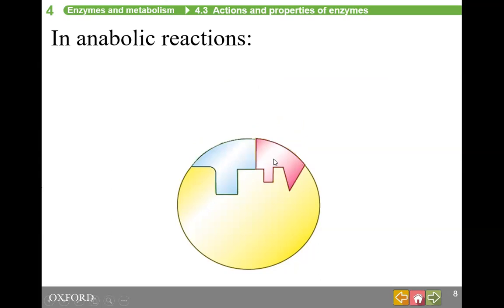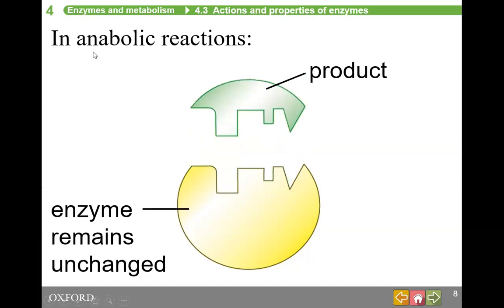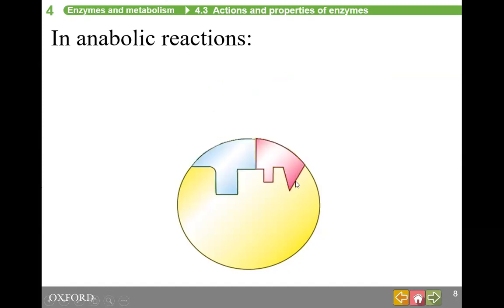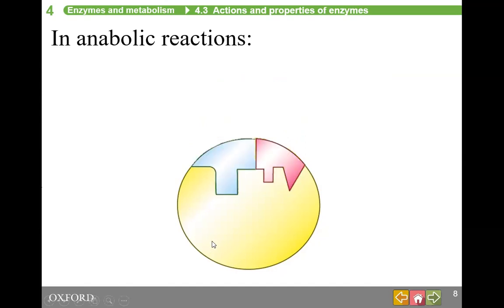So two small or a few small and simple molecules will be built up to form a larger and complex molecule. Okay, so this is an anabolic reaction. And the products will be released. And you can also observe in the anabolic reactions, the active site does not change. Also the active site does not change after the chemical reactions. And that's why it can be used to bind with the other substrates and to carry out the anabolic reactions again. Okay, so the enzymes remain unchanged and can bind with the other substrates again.